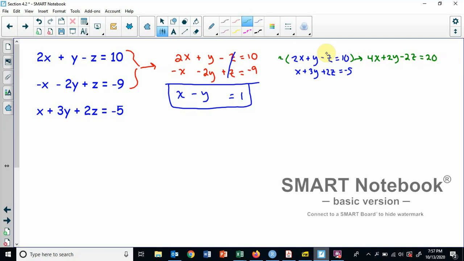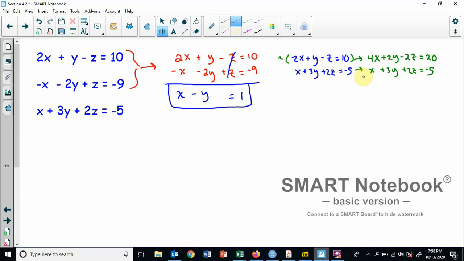So notice I make sure that everything gets multiplied by 2. 2 times 2x is 4x. 2 times y is 2y. 2 times a negative z is a negative 2z. And 2 times 10 is 20. And this one we're just going to carry over: x plus 3y plus 2z, make sure I copy it correctly, equals negative 5. Always double check when you do these. X, 3y, 2z, negative 5.